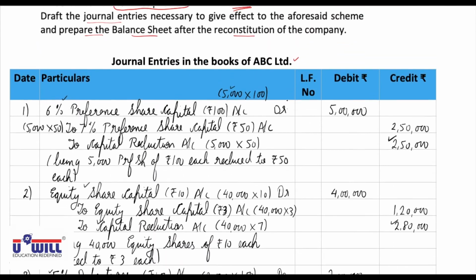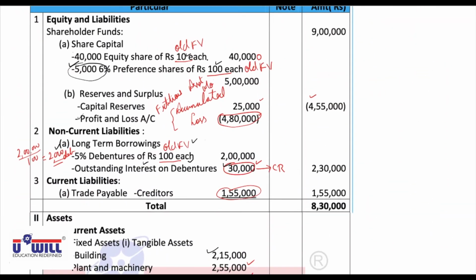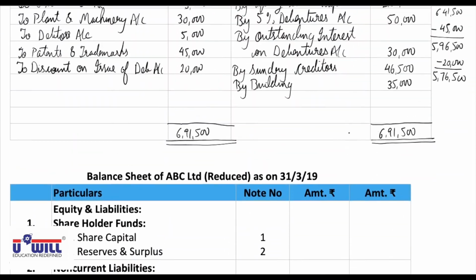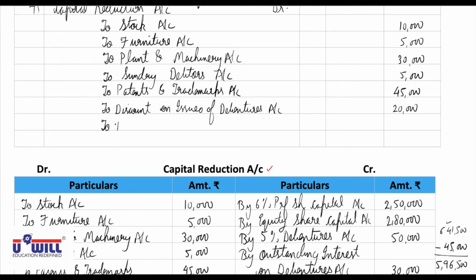Now which other fictitious asset do we have? P&L account. How much is the P&L account? Loss of 4,80,000. But still we have a balance of 5,76,500. So the 4,80,000 of loss can also be entirely written off. To profit and loss account 4,80,000. Okay, to profit and loss account 4,80,000.